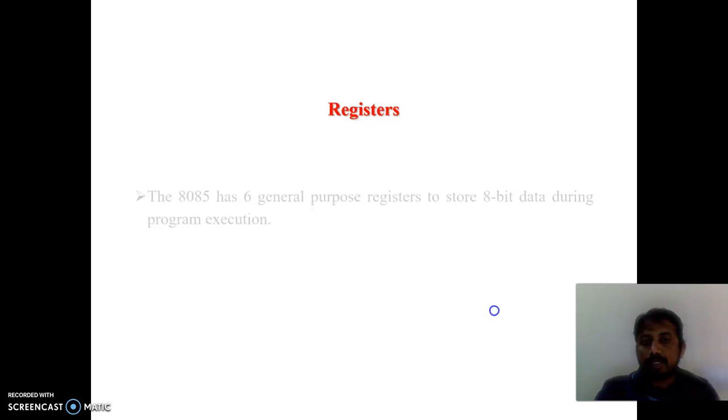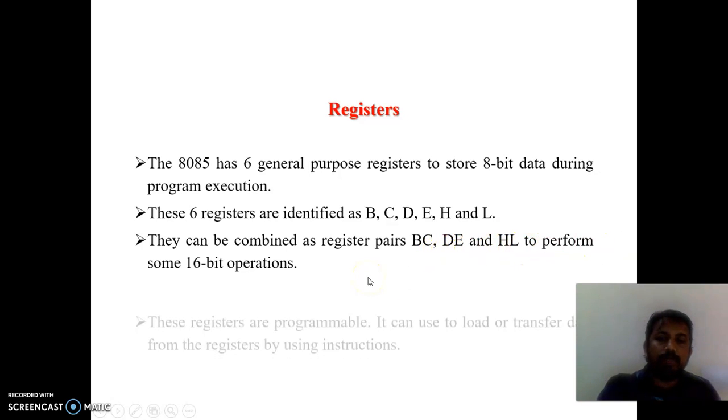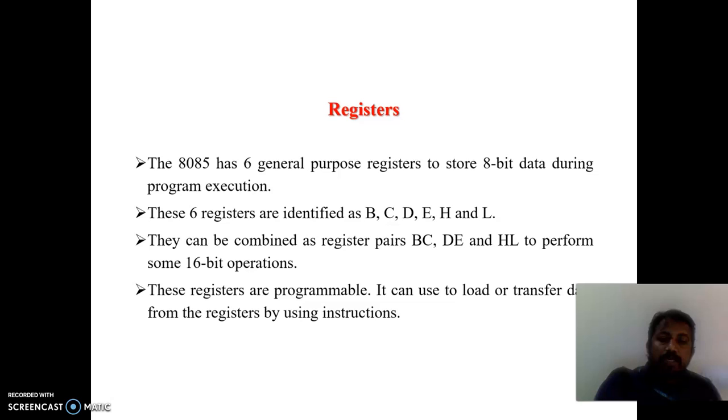Here is a fast look at the registers. The 8085 has 6 general purpose registers to store 8-bit data. Six general purpose 8-bit registers to store 8-bit data. These general purpose registers are B, C, D, E, H, L. When you combine them, they go as BC, DE, HL pairs to perform 16-bit operations. And these registers are programmable. They can transfer data from one to another. We can store the values.